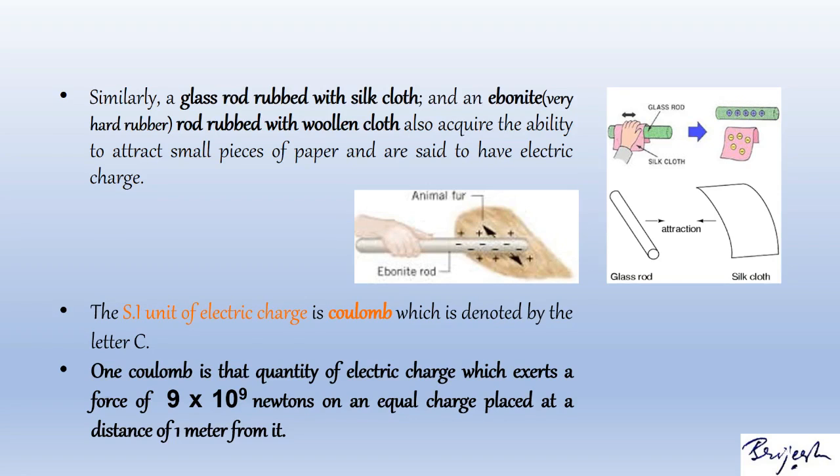The important property of electric charge is that opposite charges attract each other and similar charges, that is, like charges, repel each other. The SI unit of electric charge is coulomb, which is denoted by the letter C. So 1 coulomb is that quantity of electric charge which exerts a force of 9 × 10^9 Newton on an equal charge placed at a distance of 1 meter from it.